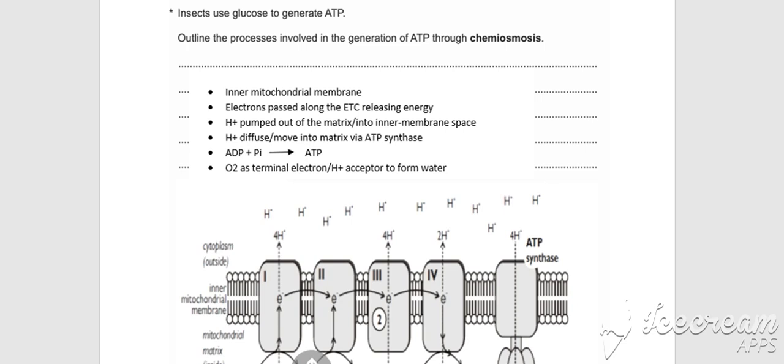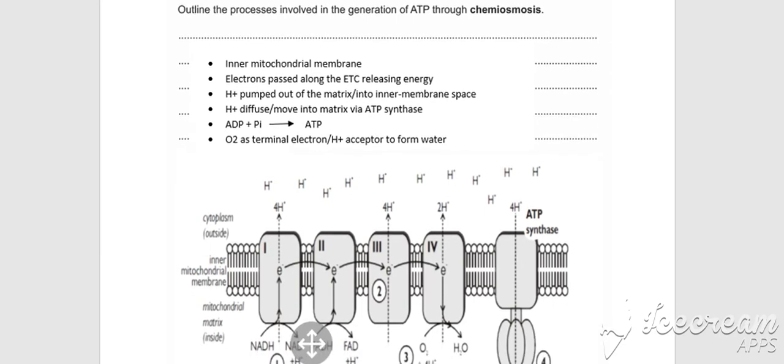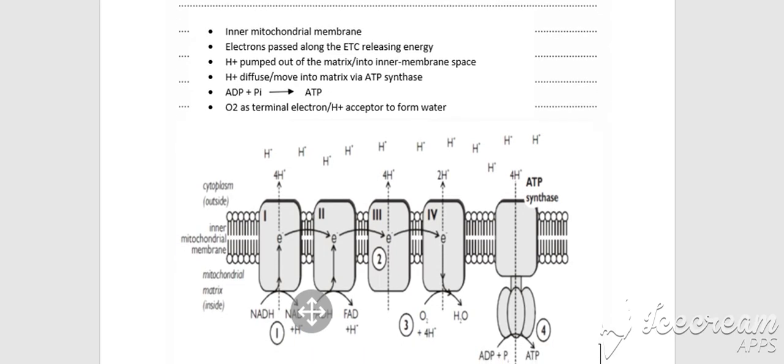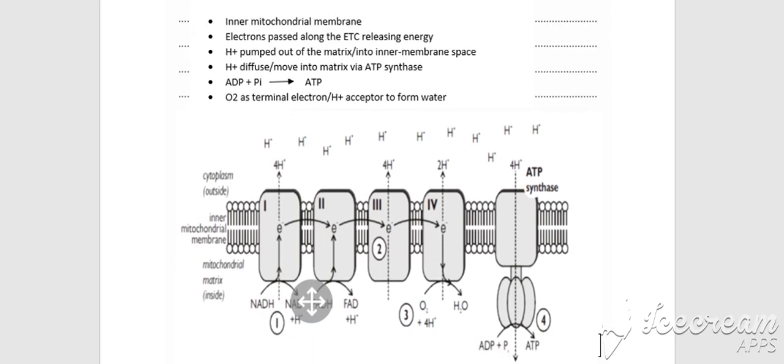Question 12. Insects use glucose to generate ATP. Outline the process involved in the generation of ATP through chemiosmosis. So if we're talking about insects, then we are talking about aerobic respiration, and we are concentrating purely on the generation of ATP through chemiosmosis, which occurs in the electron transport chain. So this is found in the inner mitochondrial membrane.